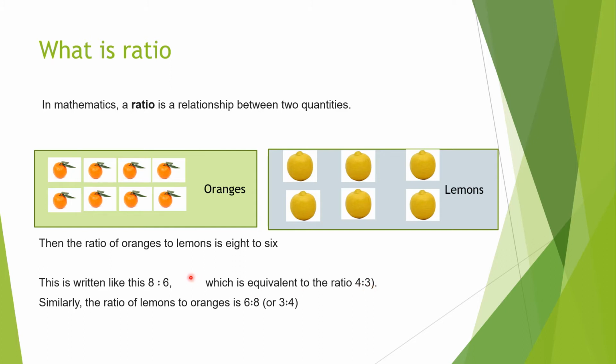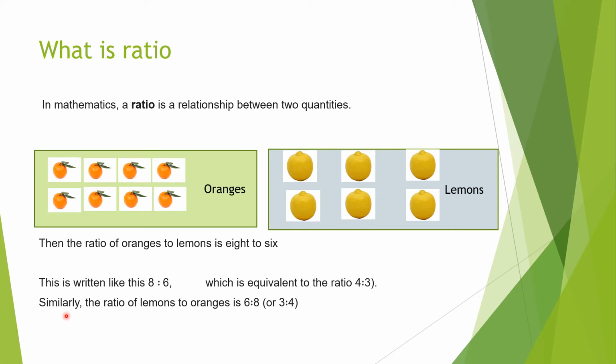This is because when 8 to 6 is reduced to its lowest terms, we get 4 to 3. To reduce to its lowest terms, we divide by the highest common factor. That is the number that goes into both numbers without leaving a remainder. In this case, it is 2. So 2 into 8 goes 4, 2 into 6 goes 3, and we end up with 4 to 3.